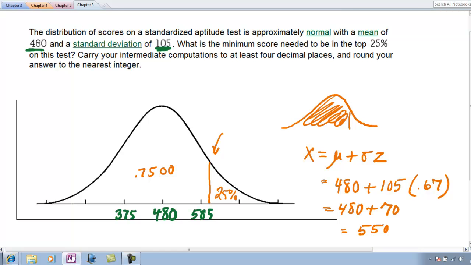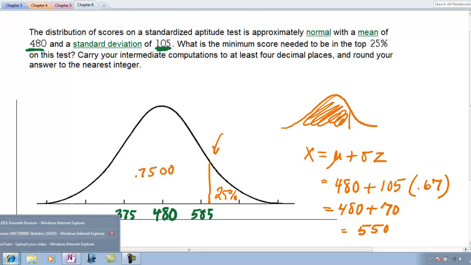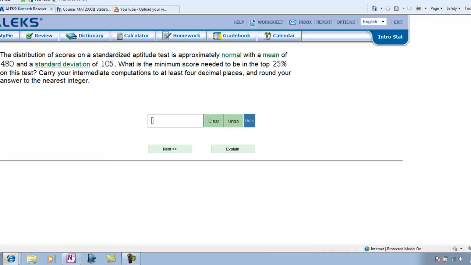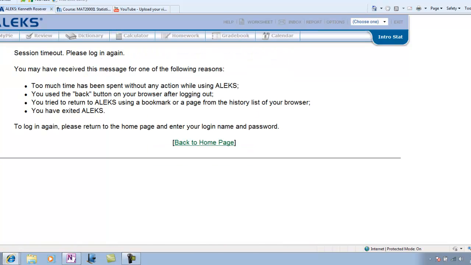Let's check if Alex is still alive down here. I'm going to put in 550. Oh, but okay, it logged me out. So I'm going to save that for the next video. I'm going to show you how to do it in Alex. But I think you get it. I'm going to stop there.